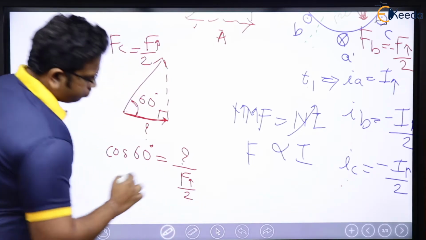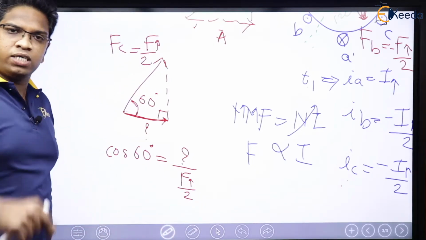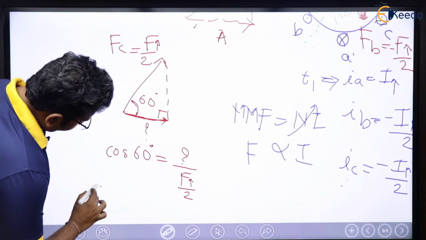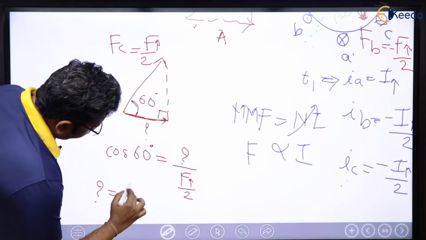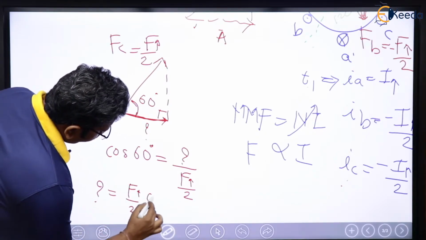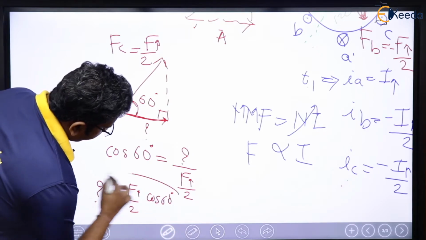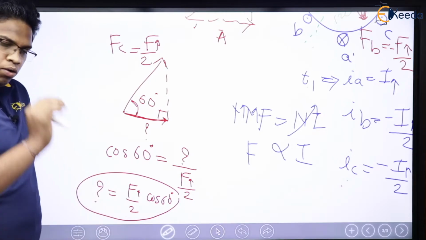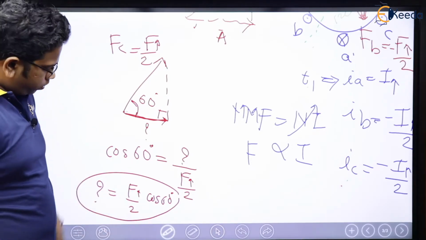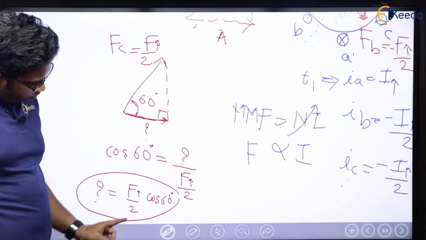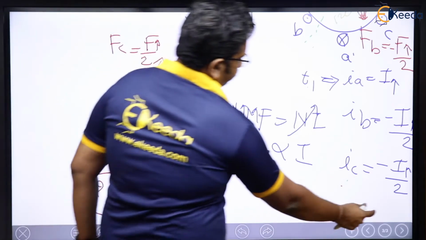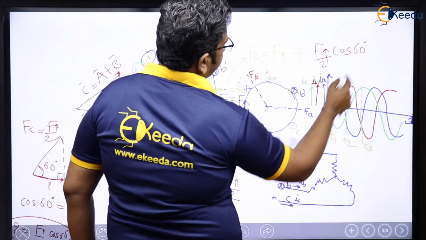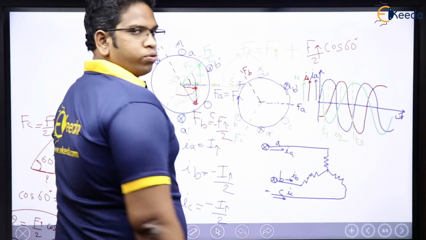F maximum by 2. Now we are supposed to find what? Question mark. So what is question mark? Question mark will be equal to F maximum by 2 cos of 60 degrees. This is the simplest way I can explain. I hope this one is clear. Now please note, F maximum by 2 into cos 60.